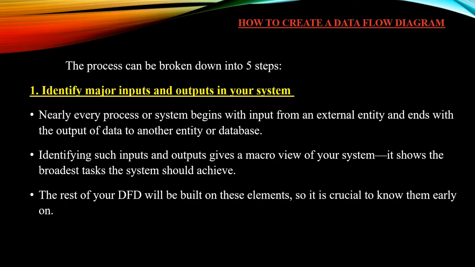Now let us see the processes involved to create a data flow diagram. The processes can be broken down into 5 steps. Number 1 is to identify major inputs and outputs in the system. Nearly every process or system begins with input from an external entity and ends with the output of data to another entity or database.